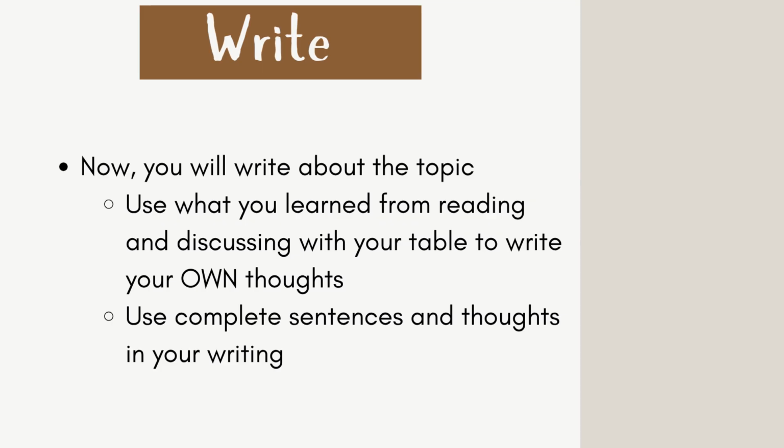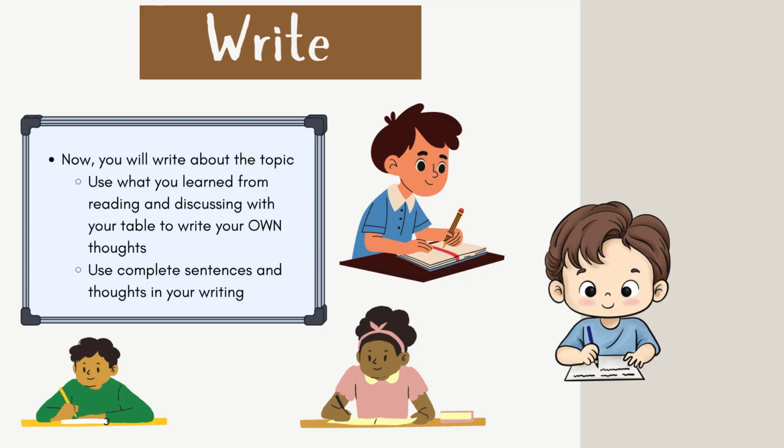Then we have write. Now they will write about the topic. They'll use what they learned from the reading and discussing with their table to write their own thoughts. Just a reminder to them that they aren't using notes or the article or the resource. They are using their own thoughts. It can be thoughts that they have created through their conversations with their partners at their table. So they might not be solely their own thoughts, but they are going to put it into their own words and they are going to connect it to what they thought as well. And then reminding them to use complete sentences and thoughts in their writing. Here we see they're all just writing individually.